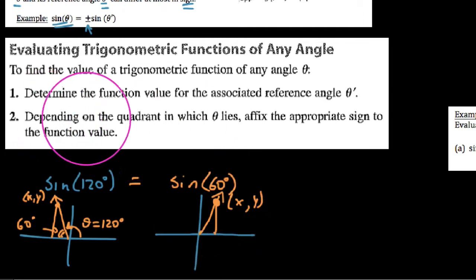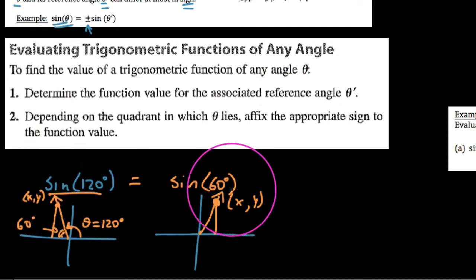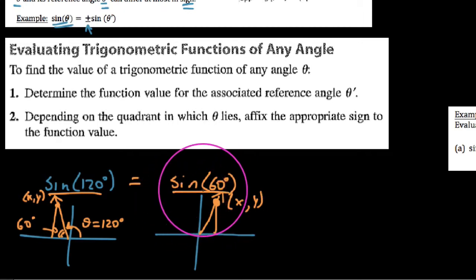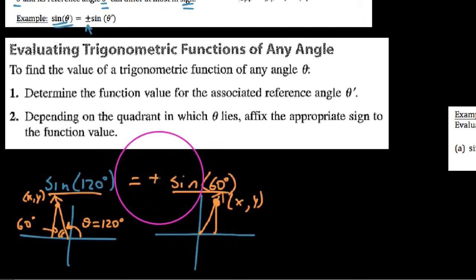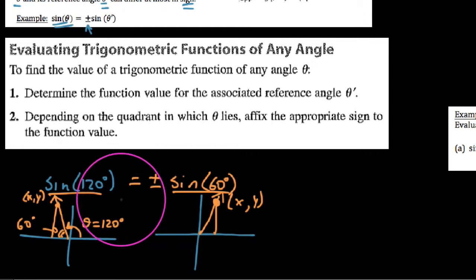And then step 2 says this: depending upon the quadrant in which theta lies, we will affix the appropriate sign to the function value. So what we're saying here is this: the sine of 120 degrees has to be the same thing as the sine of its reference angle. It's just that we need to put out front either a plus or a minus depending upon what its value should be. And here's where the kicker comes in. We already know this little mnemonic: All Students Take Calculus.